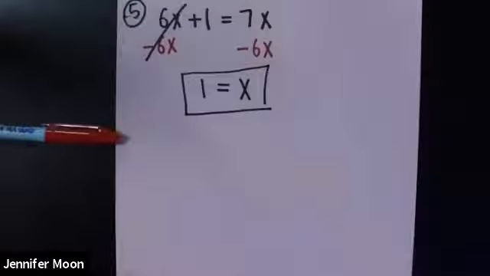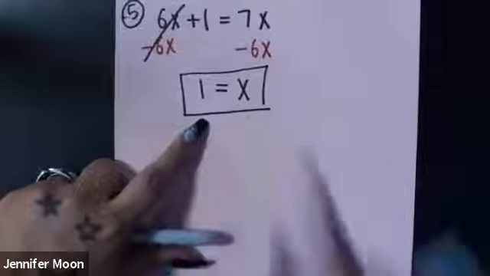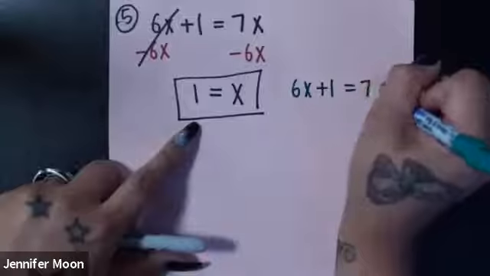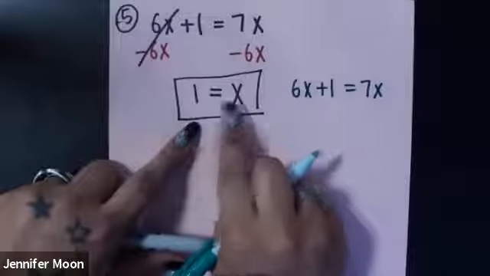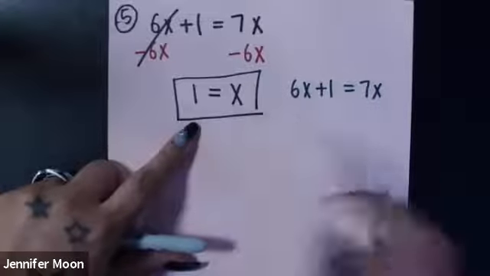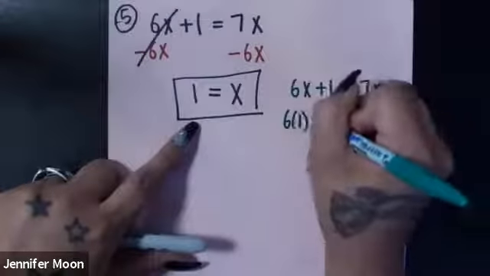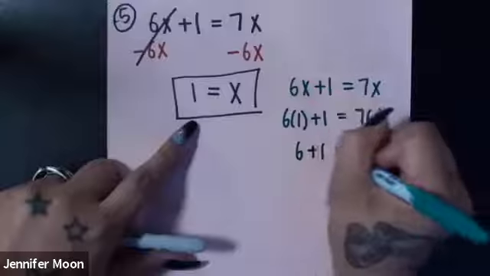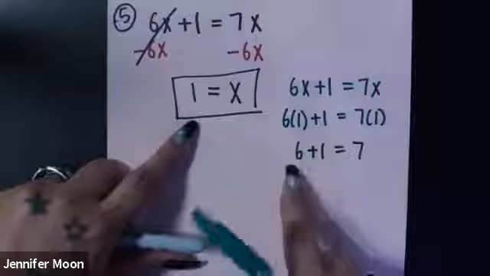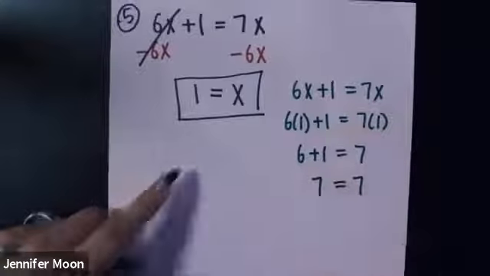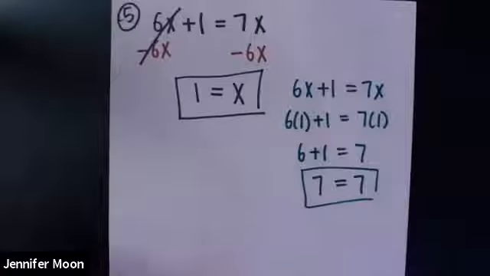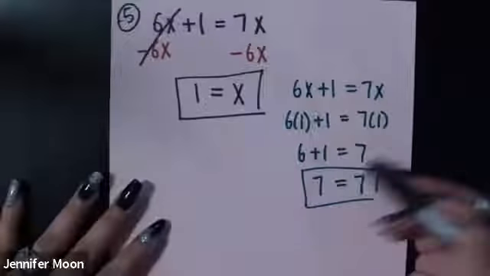And then, kind of just as an extra layer, so you believe me, I had already told you that if you were unsure, you can always plug back in, right? So I have 6x plus 1 equals 7x. My 1 is my x. So wherever I see an x, I'm going to put in a 1. That's 6 times 1 plus 1 equals 7 times 1. Okay, 6 times 1 is 6, plus 1 equals 7 times 1 is 7. Okay, 6 plus 1 is 7 equals 7. It's funny because the other one I did also is 7 and 7. That's just a fluke. But do you see how I plugged it in? And that let me know that what I did was correct.